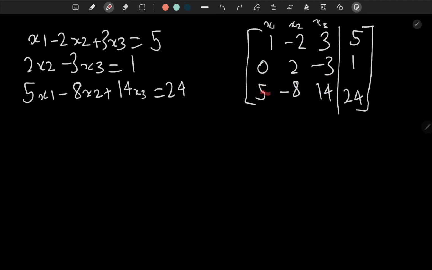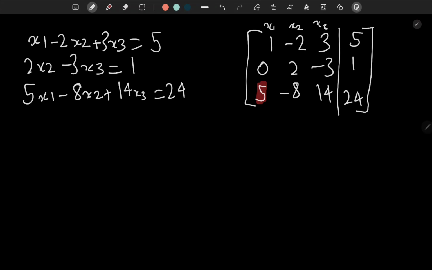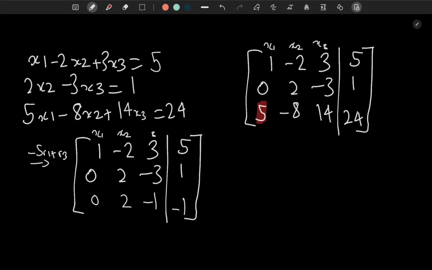For the first step, let's get rid of this 5 below this 1. We don't need to change this 1 into anything since it's already a pivot and it's 1. So let's do the operation of -5 R1 plus R3. Don't mind my handwriting here. And this will give us this matrix now.